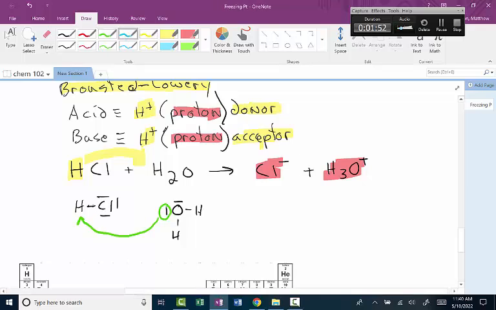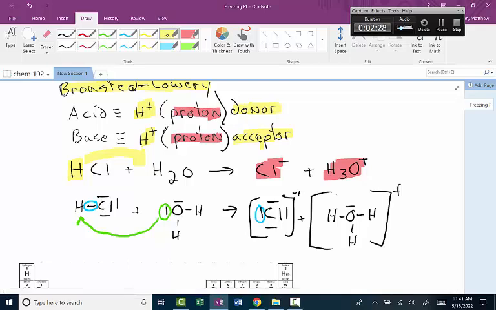The proton leaves this electron pair behind, and so when we leave that electron pair behind, we'll have the chloride ion. Here's that same electron pair over here. And we'll have H3O+ over here. And here's where that hydrogen comes in. I'll color this hydrogen yellow, and that's this hydrogen right here. It doesn't matter, but so you can see.